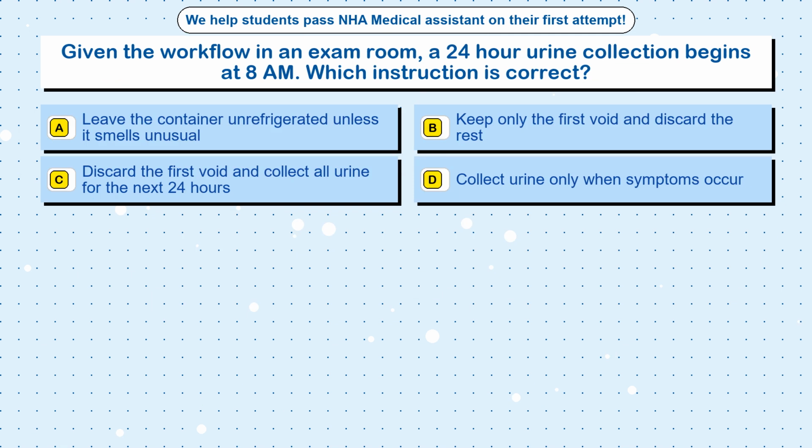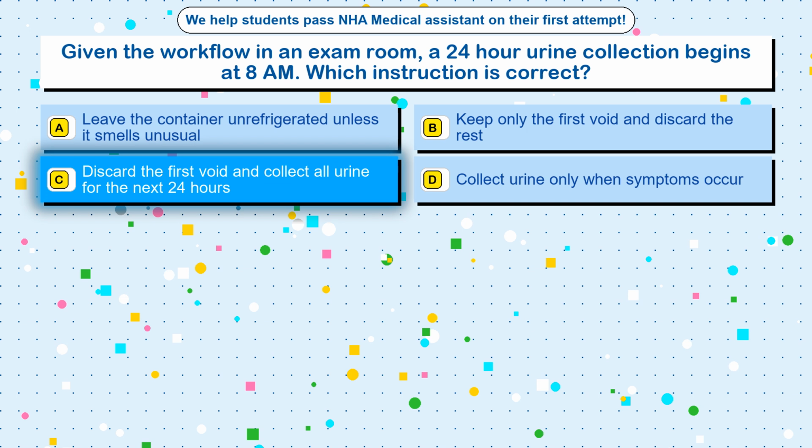Question 20. Given the workflow in an exam room, a 24-hour urine collection begins at 8 a.m. Which instruction is correct? Option A, leave the container unrefrigerated unless it smells unusual. Option B, keep only the first void and discard the rest. Option C, discard the first void and collect all urine for the next 24 hours. Option D, collect urine only when symptoms occur. The correct answer is option C. Discard the first void and collect all urine for the next 24 hours.